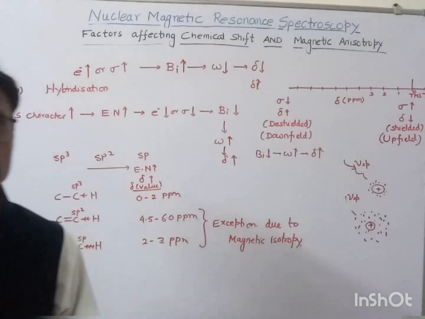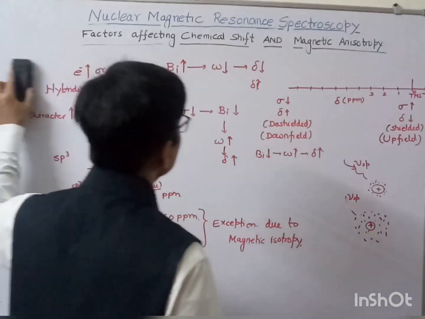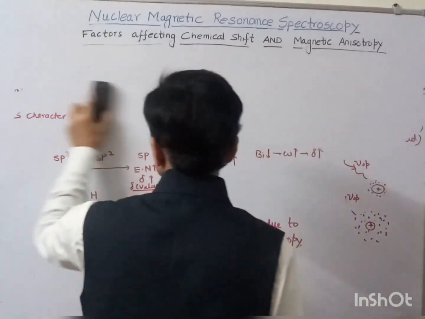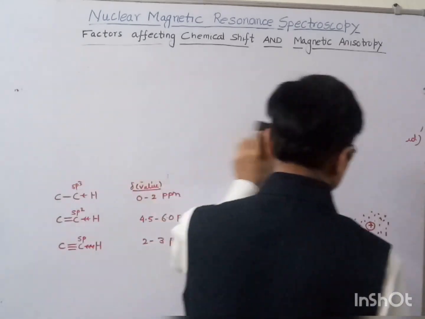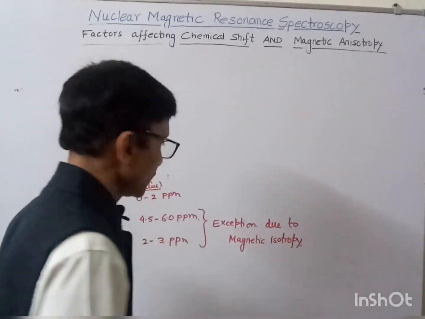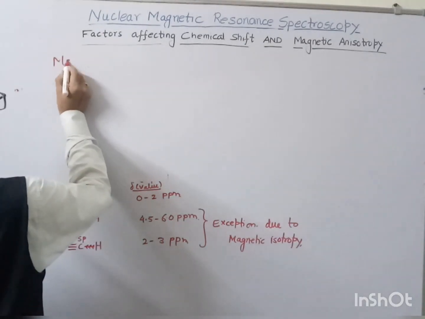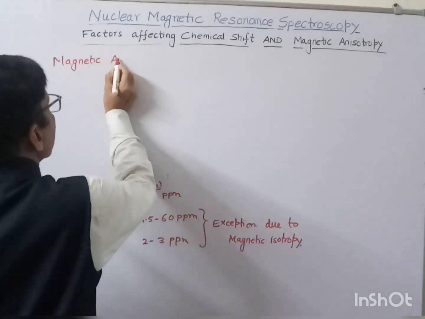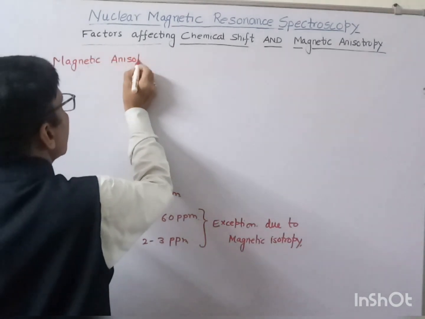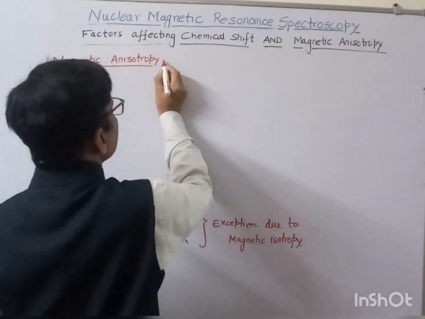Now let us discuss in detail about magnetic anisotropy. What do you mean by magnetic anisotropy? Why is this difference there? We will now see about magnetic anisotropy, which is also called the anisotropic effect.